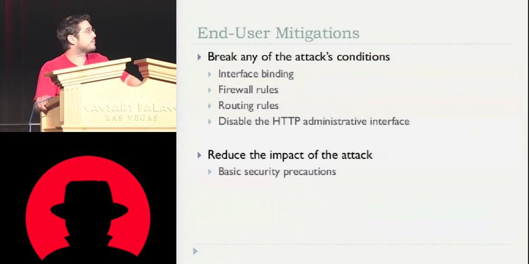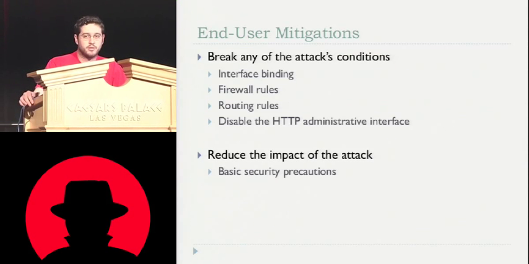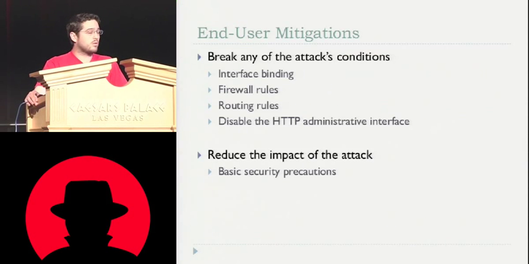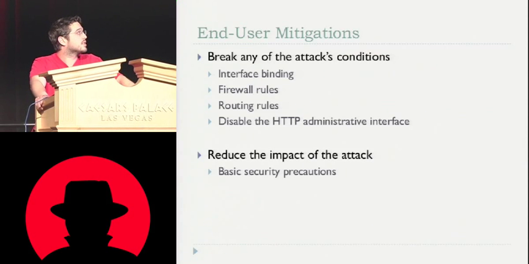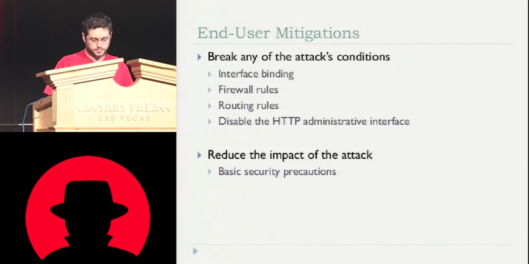Yeah, there we go, next slide. Now, once you identify that this works, the best way to stop it is to break any one of those 3 requirements we have on the router, okay? So you can stop the way stuff binds to interfaces, you can change firewall rules, you can change routing rules. Of course, just disabling the HTTP interface is probably the best thing to do anyway. We can also do that. And then we can also reduce the impact of the attack with just basic security precautions.